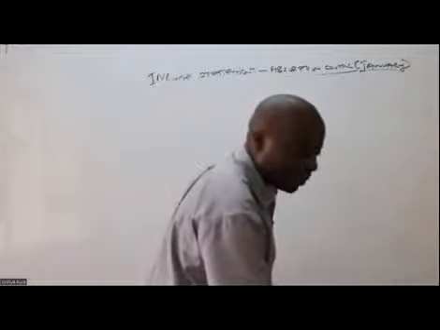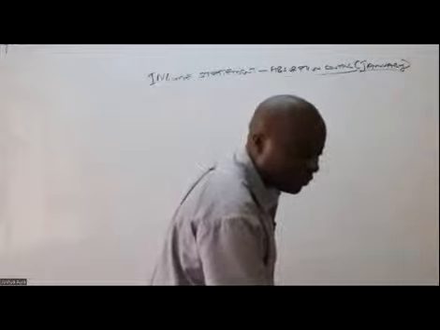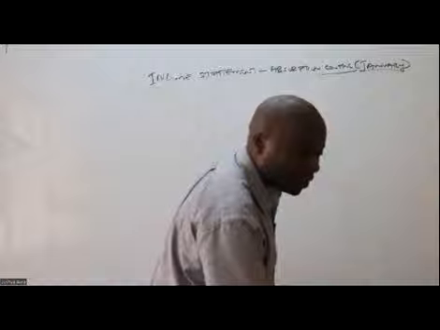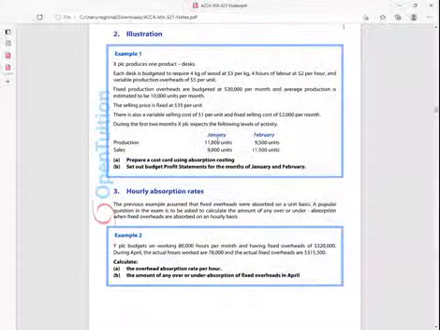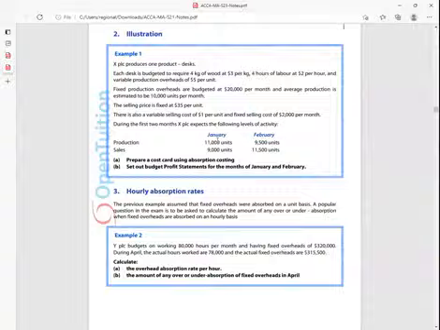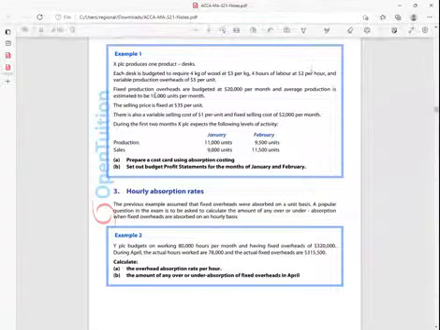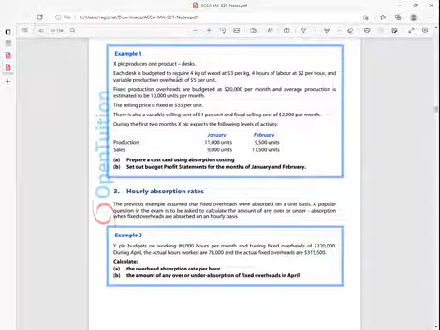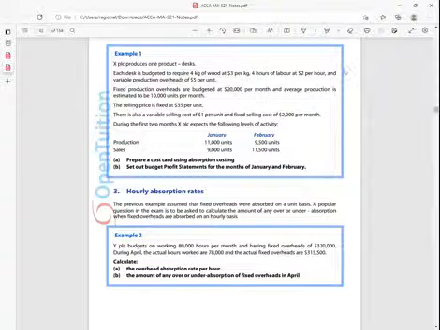And here I have a question that I would want to share with us. We are told Eric Sirma produces desks. Each desk is budgeted to require 4 kilograms of wood at 3 per kilogram, 4 hours of labor at 2 per hour, and variable production overheads of 5 per unit. Fixed production overheads are budgeted at 20,000 per month, and average production is estimated to be 10,000 units per month.